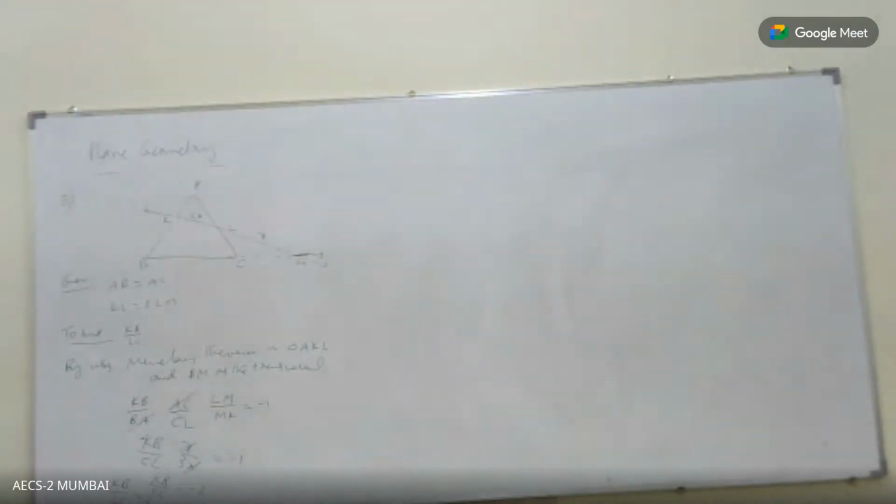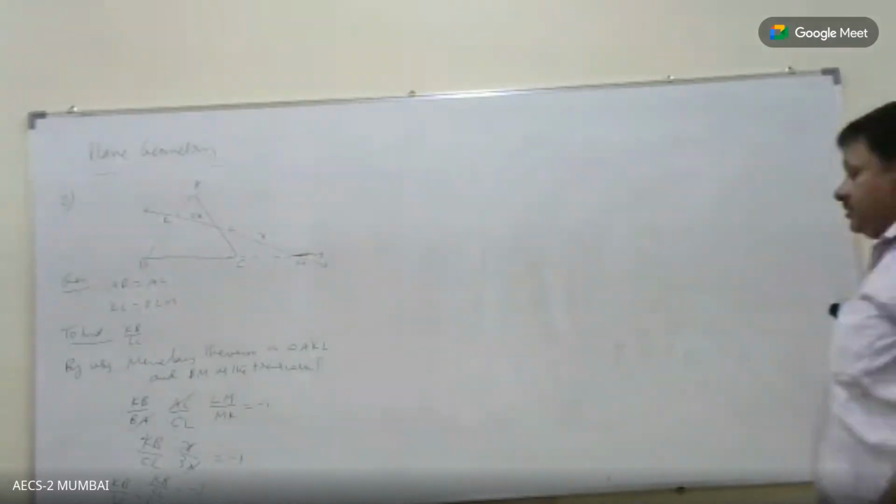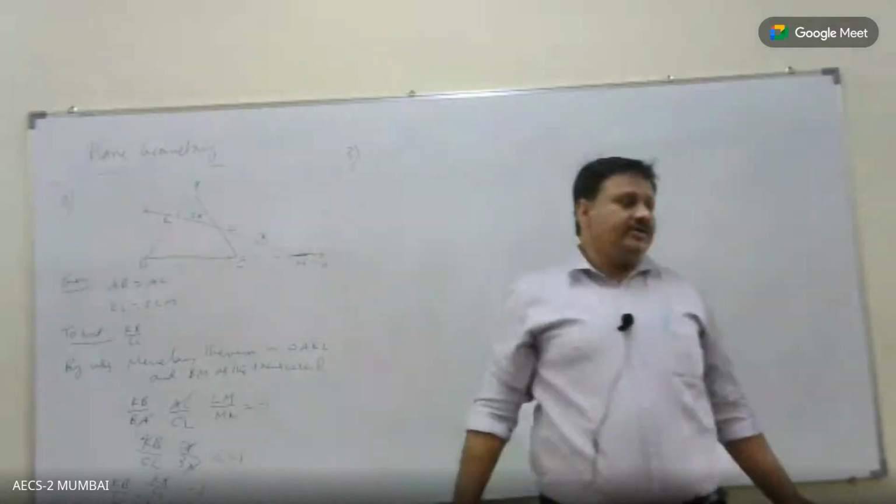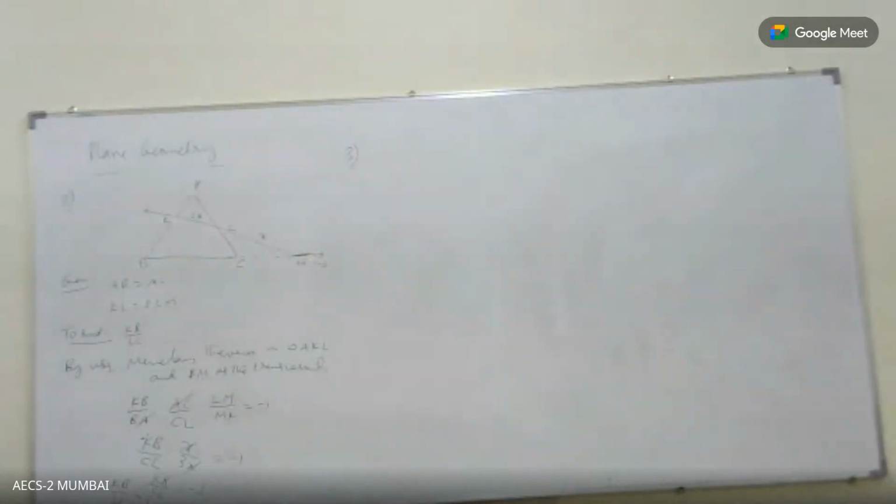So now let us attempt the third question. Question number 3. Try. Try means read the question, plot the diagram. Which theorem shall we apply here? Again, not direct Menelaus's theorem, but somewhere we use it. But let me first try the question.